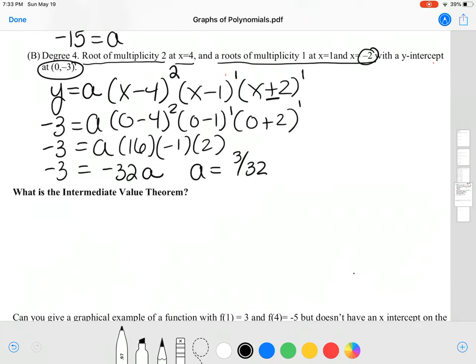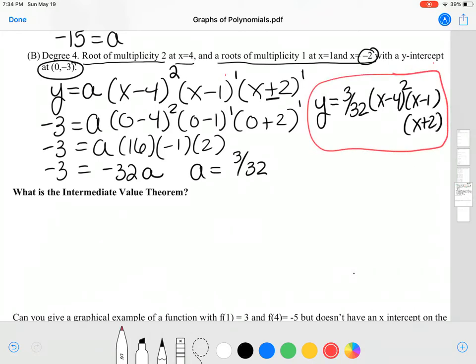So my final answer is going to be y is equal to 3 over 32 times x minus 4 squared times x minus 1 times x plus 2. And if you see, this here would give me an x squared, and when I multiply it by an x and another x, that would give me an x to the 4th, which would be degree 4, so that matches what the properties tell us in that problem.